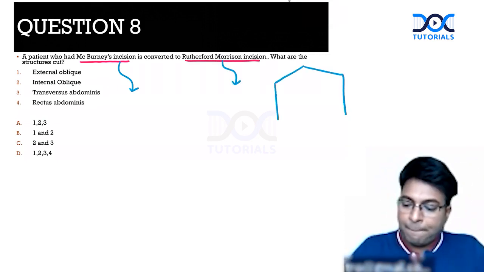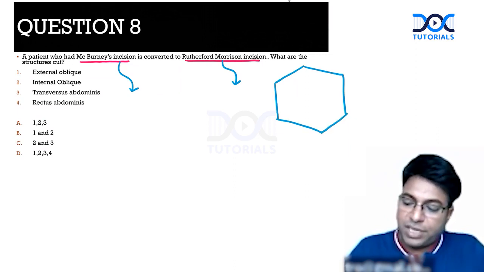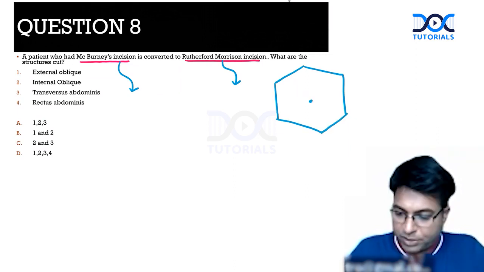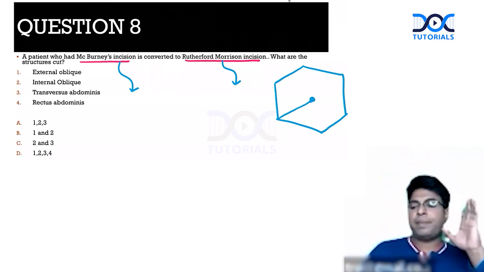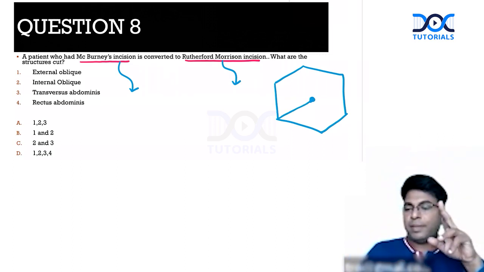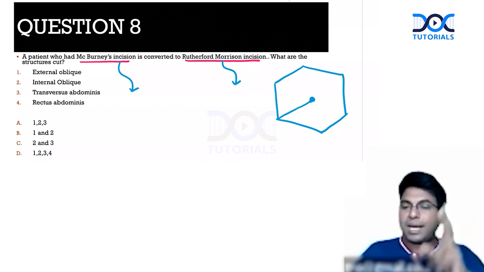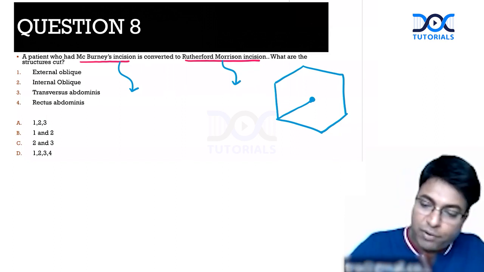Okay. In McBurney's incision, will I cut any muscle? That is my first question. Will you tell me? Will I cut any muscle in McBurney's incision? In McBurney's incision, I will not cut any muscle. That's the interesting first point I want you to remember.